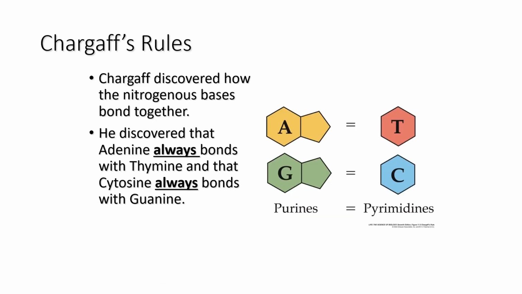Okay, so Chargaff's rules. Remember we said that A always pairs with T, C always pairs with G, and this keeps them that even shape. You see how these are two things wide. If we paired A with G, the DNA would be wider in some spots than others. So we always want A paired with T and G paired with C.